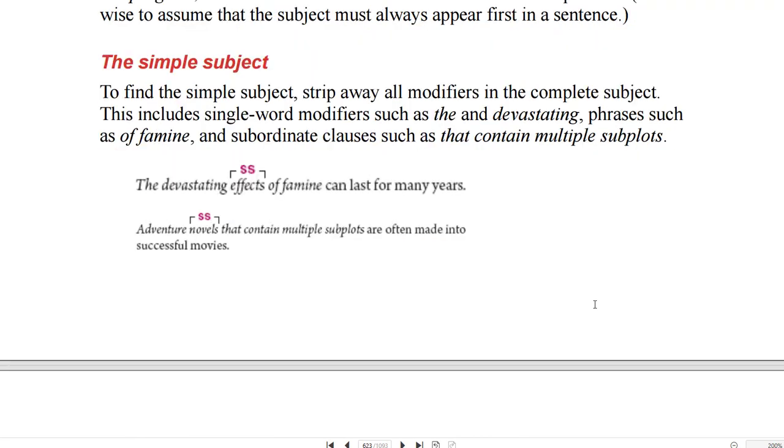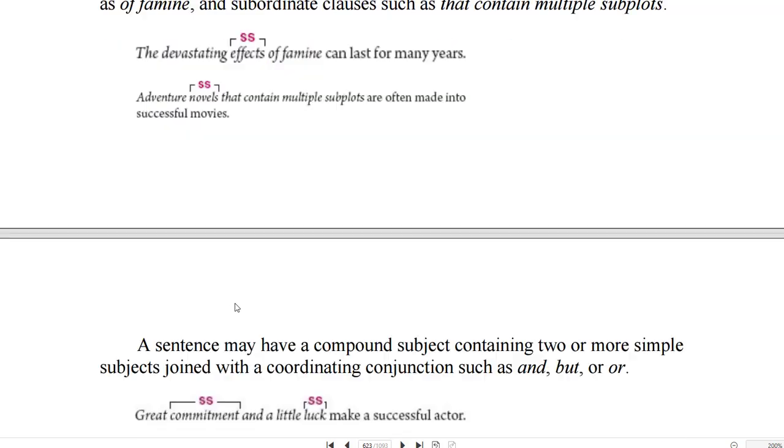The simple subject. To find the simple subject, strip away all the modifiers in the complete subject. This includes single word modifiers such as the and devastating, phrases such as of famine, and subordinating clauses such as that contain multiple subplots. The effects can last for many years, and so the simple subject is effects. Here the simple subject is novels.